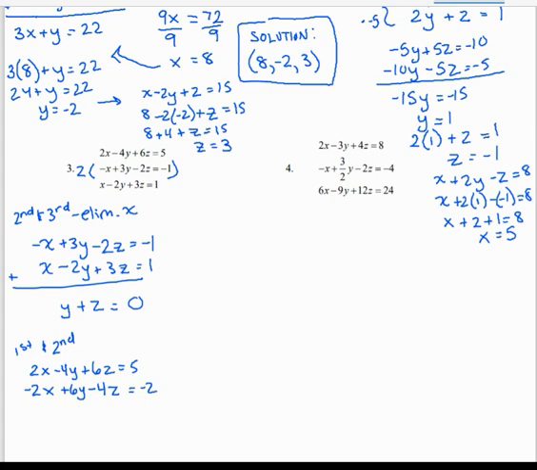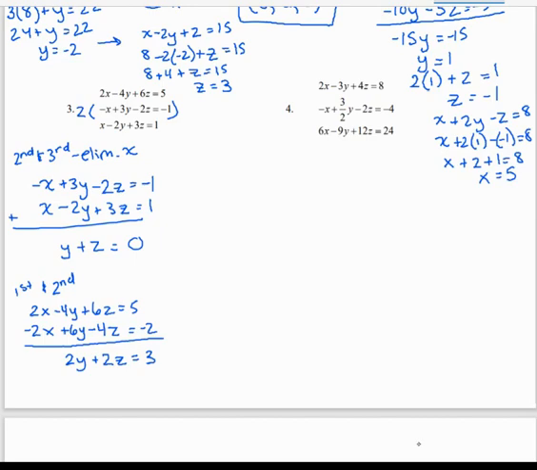Okay, I'm just double checking my calculations. It's really important that you take your time with these calculations because one little mistake could throw off everything. I'll combine those now and I get positive 2y plus 2z equals 3. Okay, now what I have here is a system with 2 equations, what I starred. So those equations are y plus z equals 0 and 2y plus 2z equals 3.